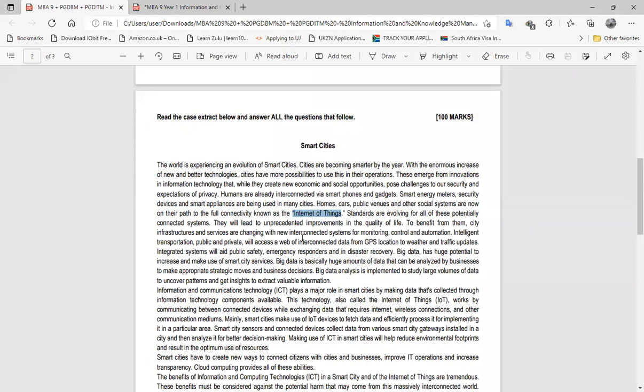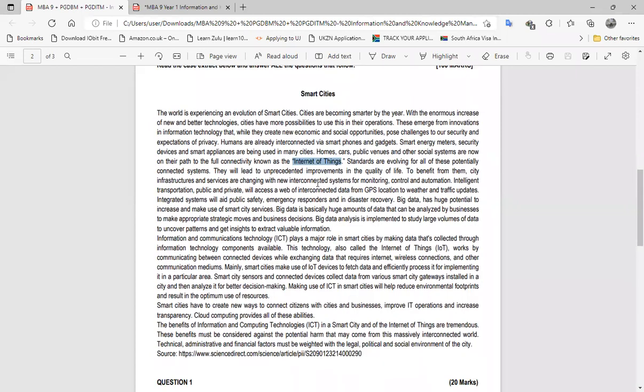So you can see from here they're talking about city infrastructures being interconnected for monitoring, control, and automation. And they have what we call intelligent transportation, public and private, where we have access to the web, right, through interconnected data from GPS. Then this data will be taken from what is called big data, where they have sensors, and they will be collecting all those types of things. So smart cities, basically, have to create new ways to connect citizens with businesses, and then improve IT operations and increase transparency.